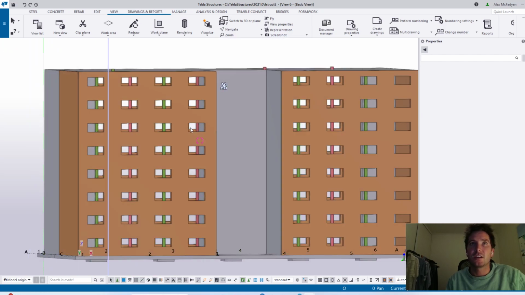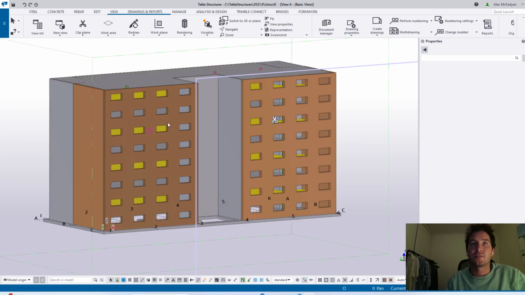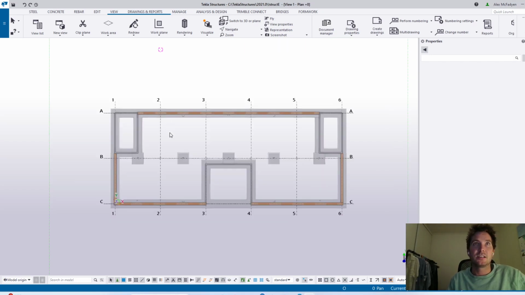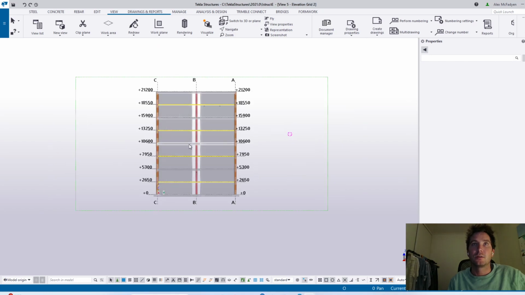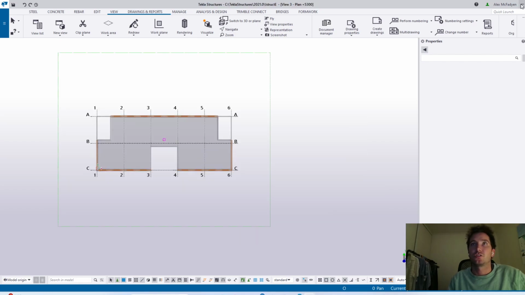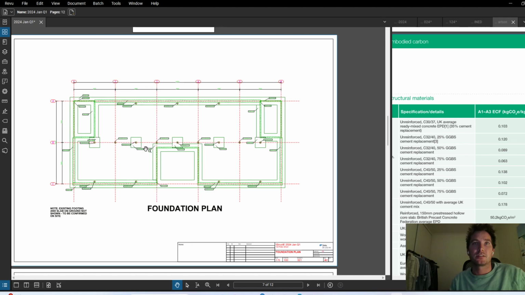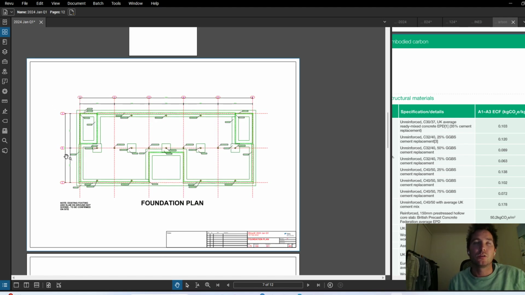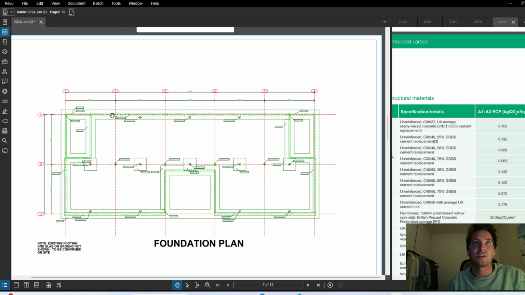You can see the windows that we've had to adjust. Anyway, this is essentially what I did to create my drawings, which is a fun way to learn Tekla, but not necessarily the best way. So I would first draw a foundation plan. That's what we've got here.